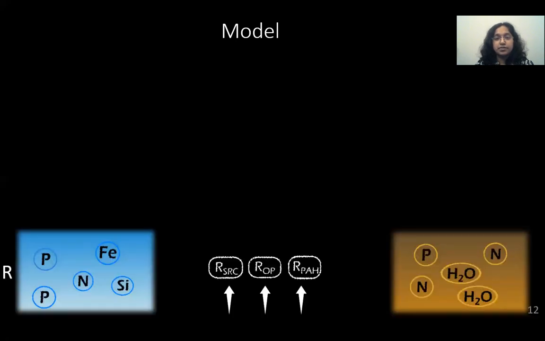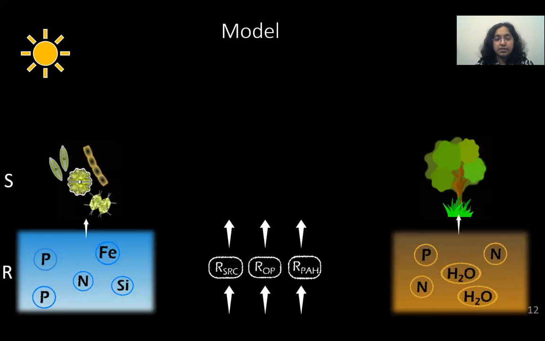The three resources, SRC, OP, and PAH, are supplied into the system at some supply rate. The surrogate resource to carbon may be light for aquatic systems and light or water for terrestrial systems. The other resources, such as nitrogen, phosphorus, or iron, can be assigned as potential OP or PAH resources depending on the system. Once in the system, plants take up resources at some rate depending on the plant biomass.